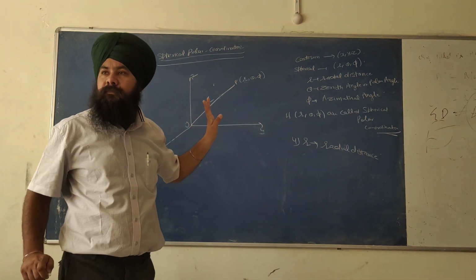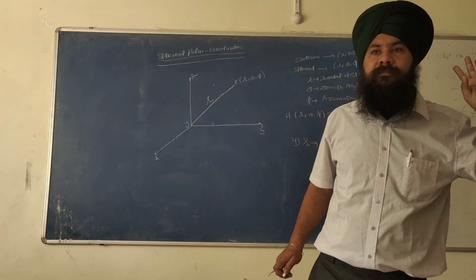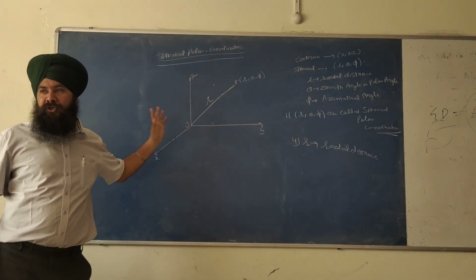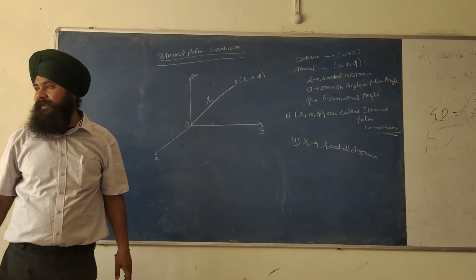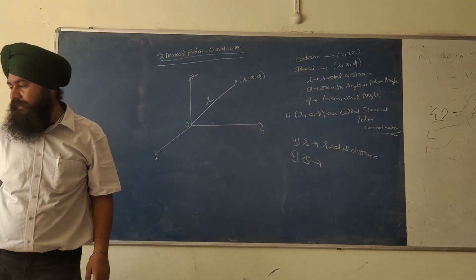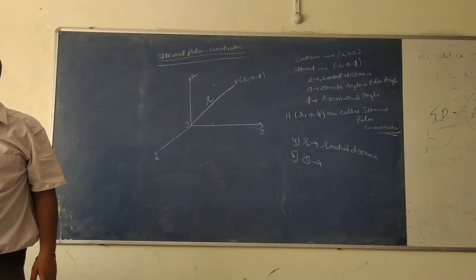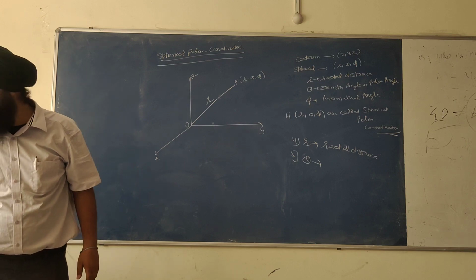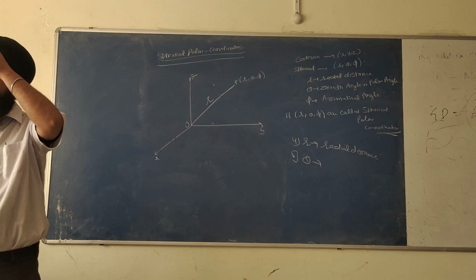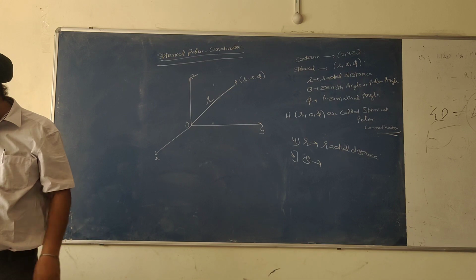Any doubt? Are you getting this? R is the radial distance of point P from the origin O. Now we define theta. Fifth point is theta. What is theta? Theta represents the zenith or polar angle, which the radial vector OP makes with the z-axis.